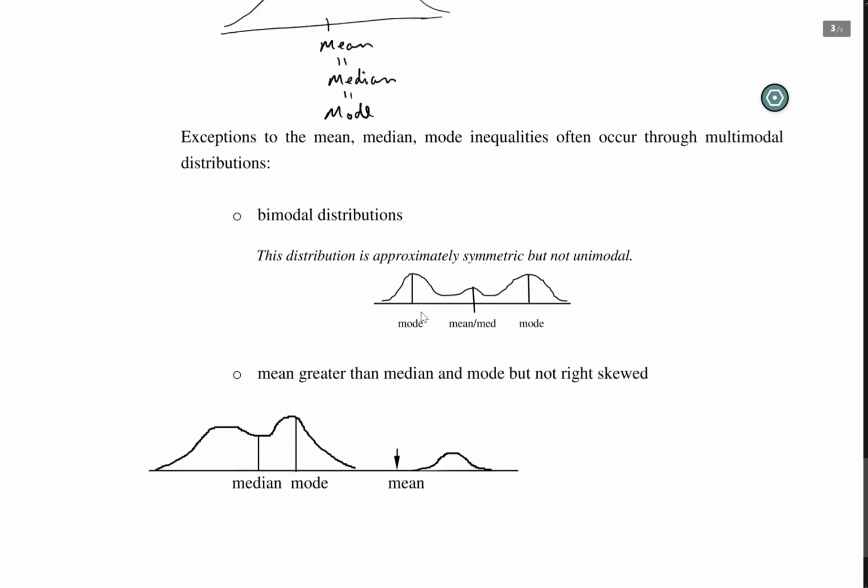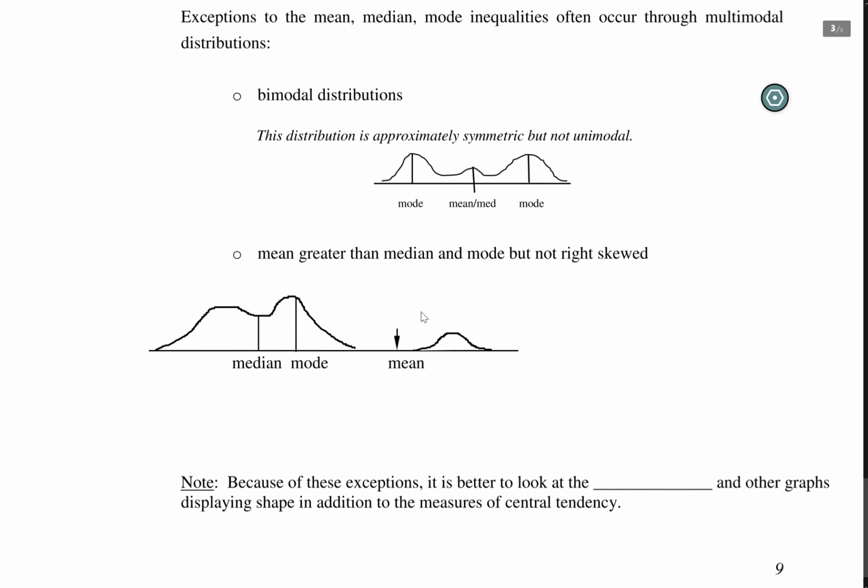There are some exceptions to the first two inequalities that were presented. Here's just a couple of them. Suppose we have a bimodal distribution. It's approximately symmetric, but it's not unimodal. It's got two modes, and you see there that the modes are on the left and the right of the mean and the median. So the mode is not the same as the mean and median there, so there's an exception.